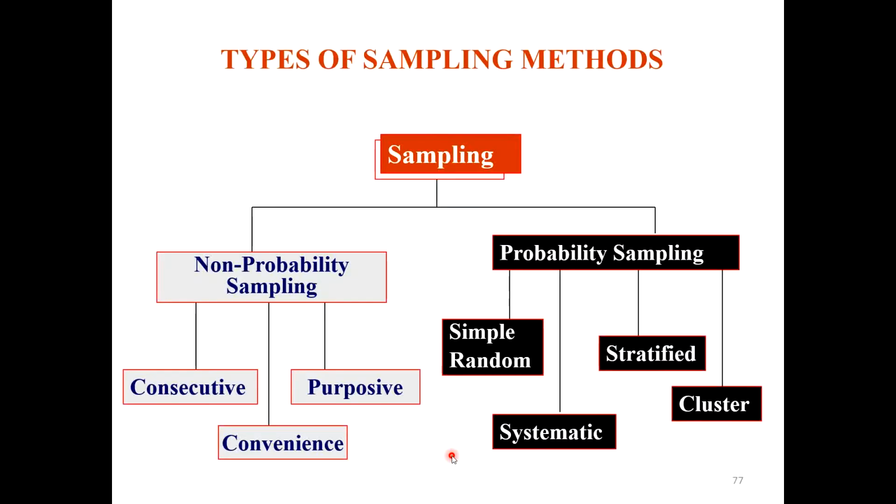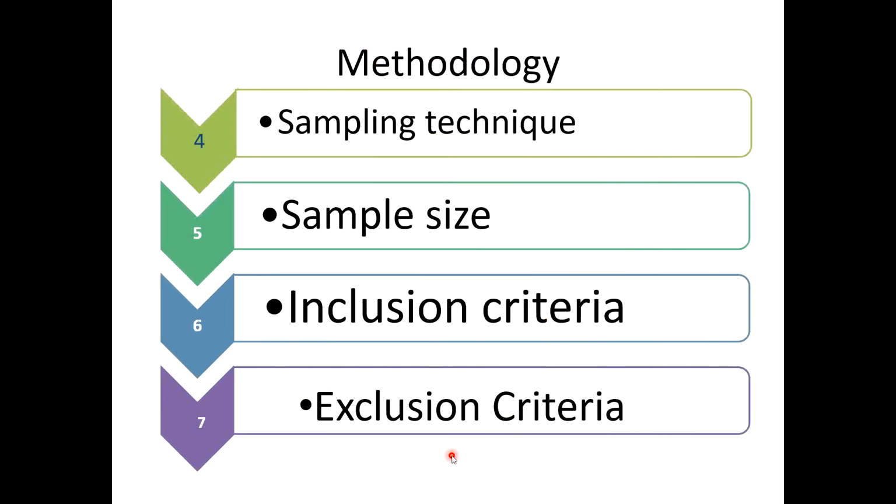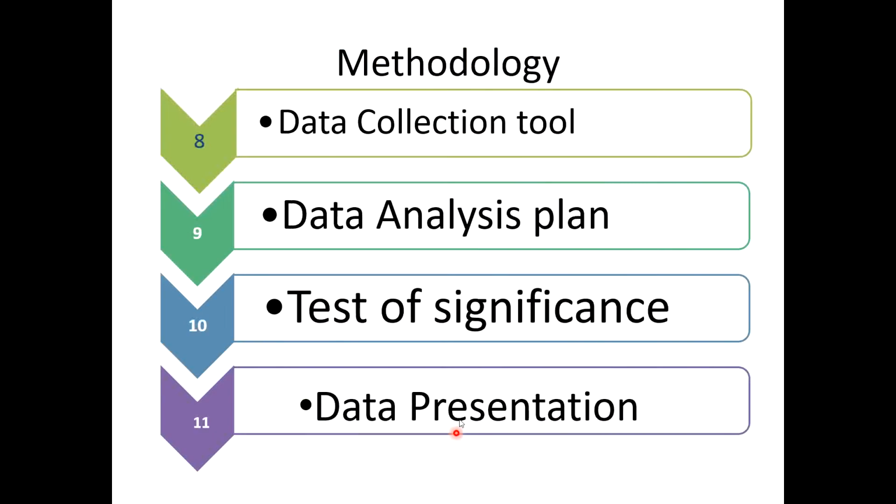The next heading in methodology is different types of sampling techniques, and I have already told you that we will be discussing it in our next lecture. So the next heading will be data collection tool. Yes, we will be developing a questionnaire on which we will be collecting data. You will write it down that we will be developing a questionnaire. It will have multiple variables, and the variables will be identified from the literature search again.